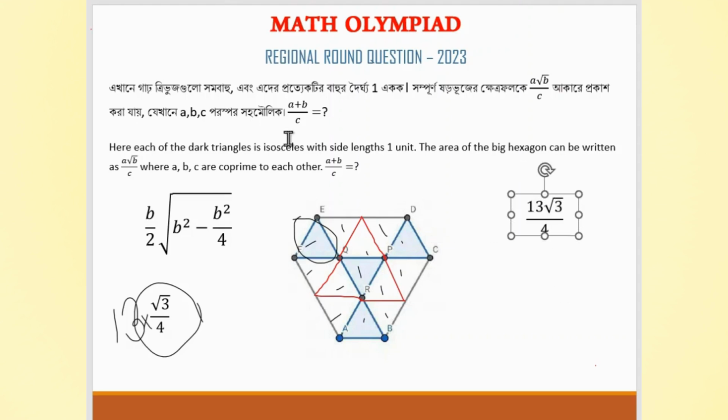Since we have been given that the area of the big hexagon can be written in the form a root over b over c, we can see that all these values are co-prime to each other, right? Because 13 is co-prime to 4, 4 is co-prime to 3, 3 is co-prime to 13. So basically it means we have already found our best form. Now if you compare this value with the form, we can easily say that a is going to be equal to 13, b is going to be equal to 3, and c is going to be equal to 4.